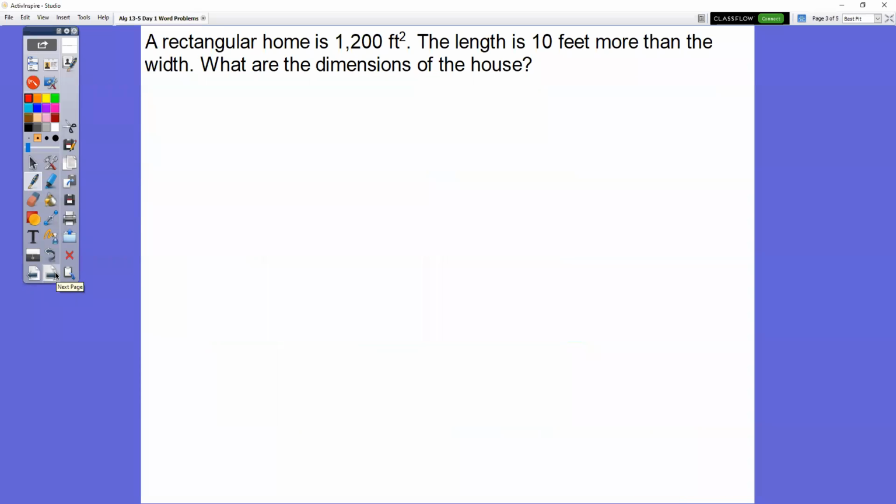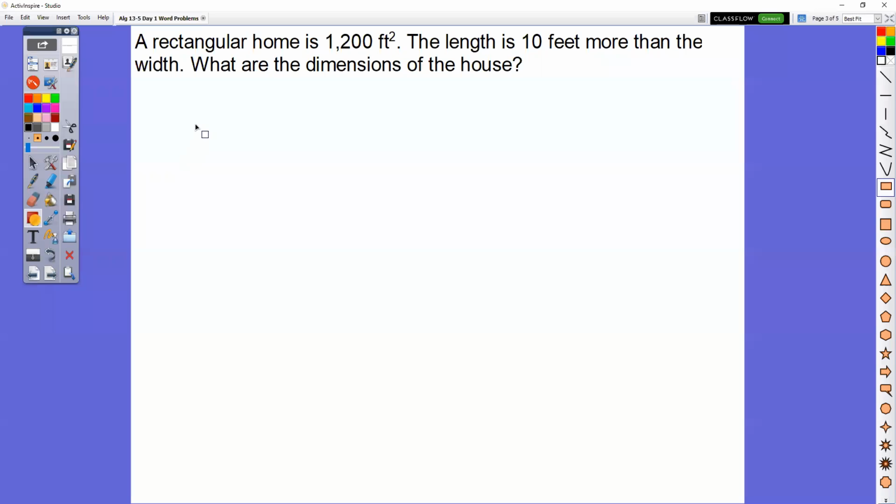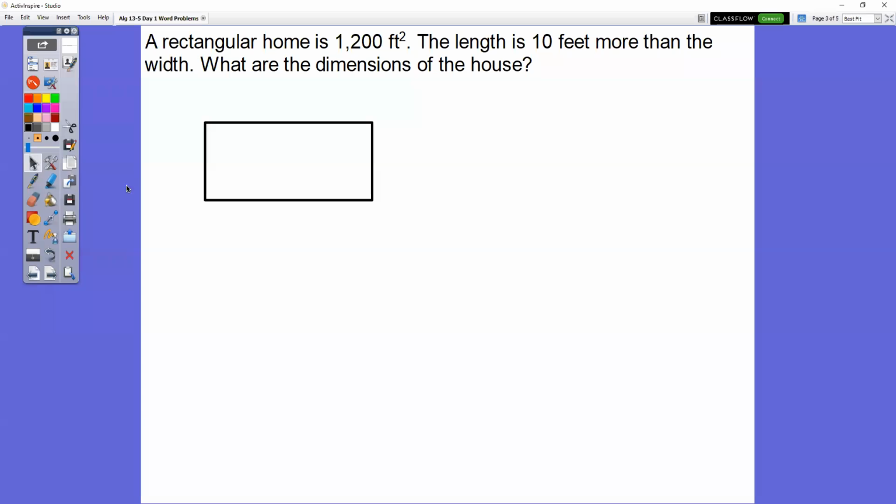So this next one says a rectangular home is 1,200 feet squared. The length is 10 more than the width. So does it say anything about the width? No. That means my width is x. The length is 10 more than that, so x plus 10. So the area is 1,200. So for my equation, I'm going to do x times x plus 10, the length times the width.